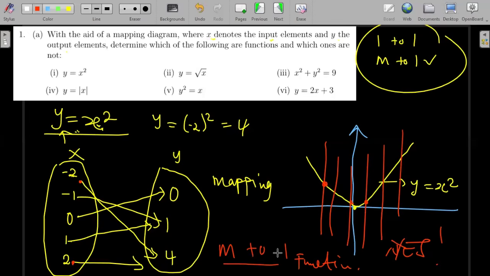When we are just starting, you can forget about this and then just check the output of each element. So make sure that each input value that you put here on the set X has only one output. So if I consider these 2 here, how many outputs does it have? It only has this 4. If I consider the -1, 1. If I consider the 0, 0. If I consider the 1, 1. If I consider the 2, 4. So we see that each of these x input values here has a unique output value here. And then we conclude that yes, it's a function.